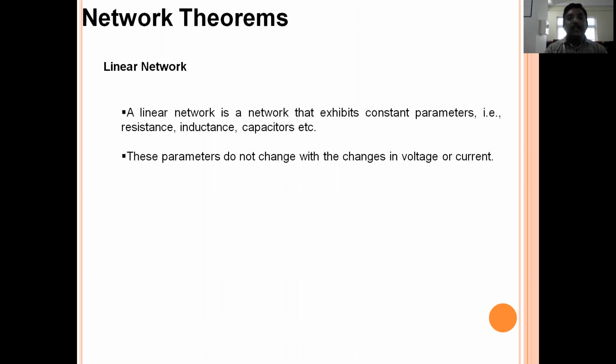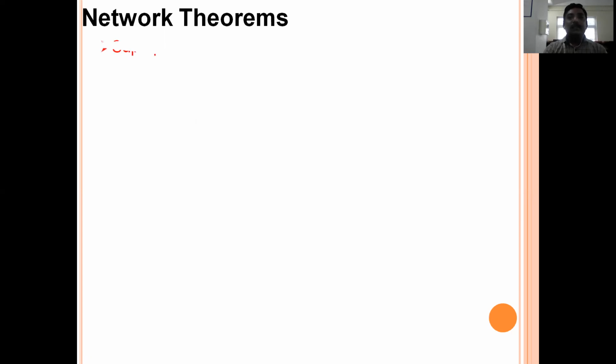For example, the resistance, inductance and capacitors, etc. If we have resistance, inductance and capacitors in the network, these values do not change with voltage or current. Therefore, we can consider that network as a linear network. So these theorems are valid only in the case of a linear network. And in today's class, we are going to discuss what is known as the superposition theorem.